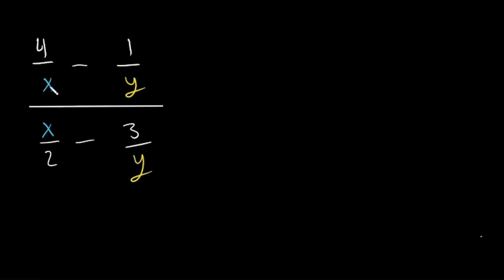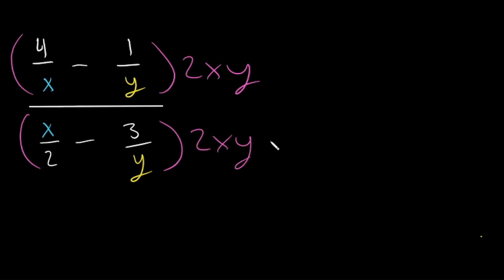4 over x minus 1 over y divided by x over 2 minus 3 over y. So our first step should be to find a common denominator. So here we have an x, a y, and a 2. So we have 3 unique denominators, y, x, and 2. So we can write that as 2xy. So let's multiply, write it as parentheses, by 2xy, and then the denominator 2xy.